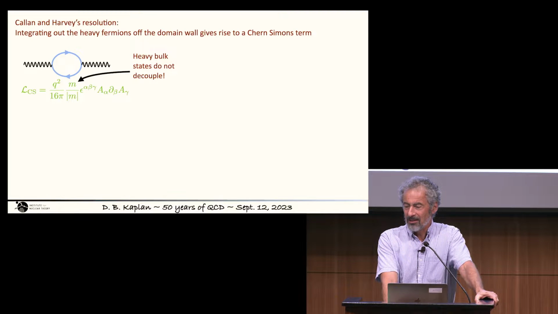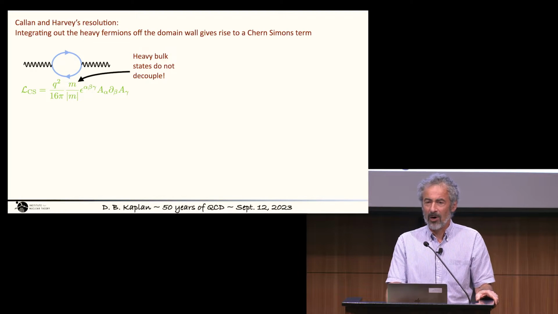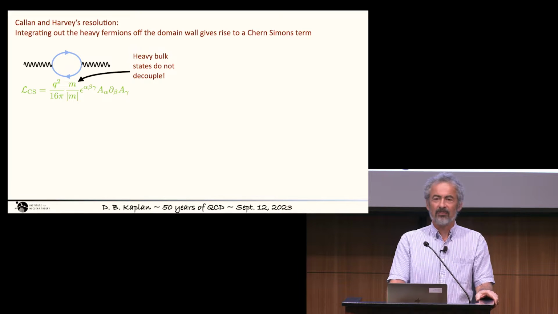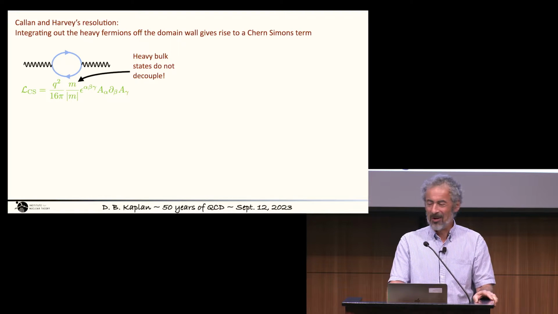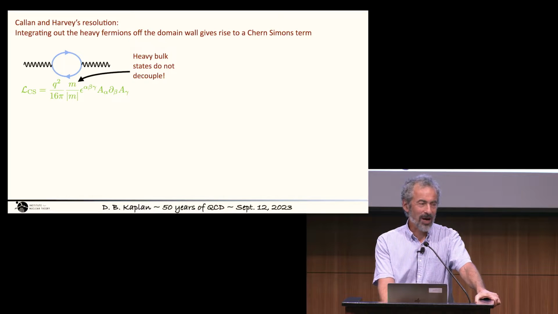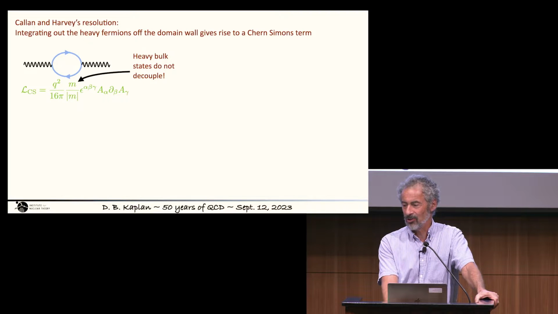So the thing that's important about this calculation is that the coefficient of the Chern-Simons term has to know about the bulk fermion mass, because that's the source of the time violation and the parity violation. On the other hand, by dimensions, it can't depend on the mass. So the resolution is that what the Feynman graph gives you is just m over the absolute value of m. So the important thing is that heavy states do not decouple. It doesn't matter how big the gap is in the bulk, this thing is always generated.